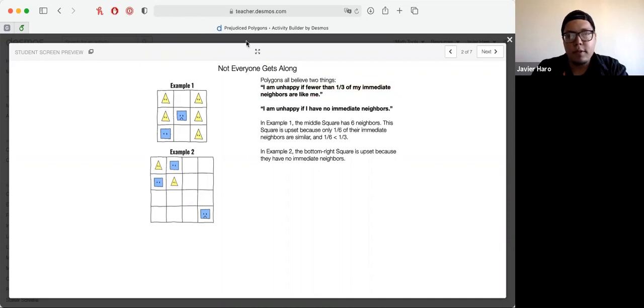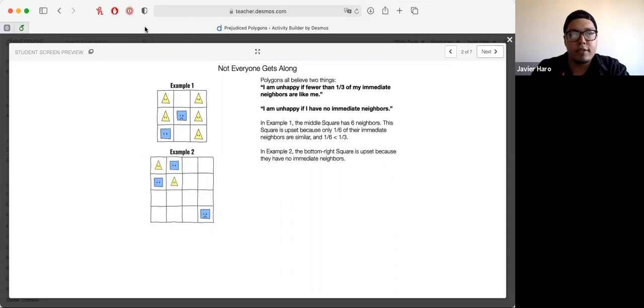Move the shapes around so everyone's happy. Yeah, we want to make everyone happy. And these are the two things that we have to do. Oh man, I can't copy them, but again, I'll explain them one more time. They are unhappy if fewer than 1/3 of their neighbors are like themselves, whichever triangle or square we're looking at. And they are also unhappy if they have no neighbors. Okay, perfect. Thank you, Spencer.